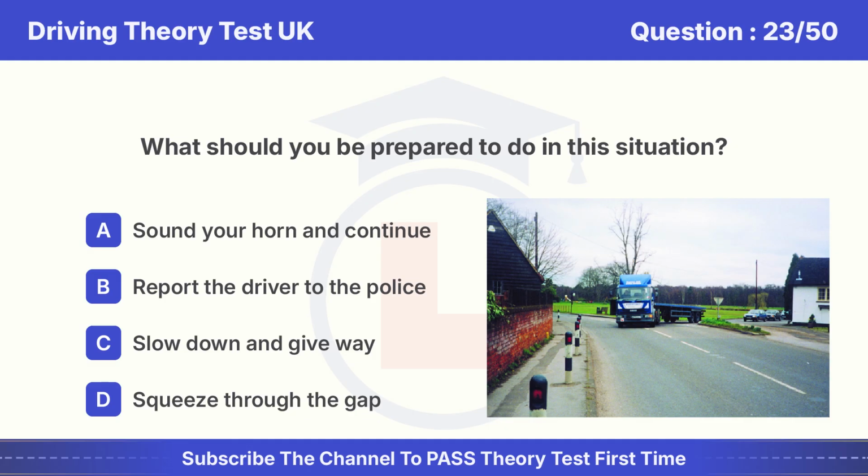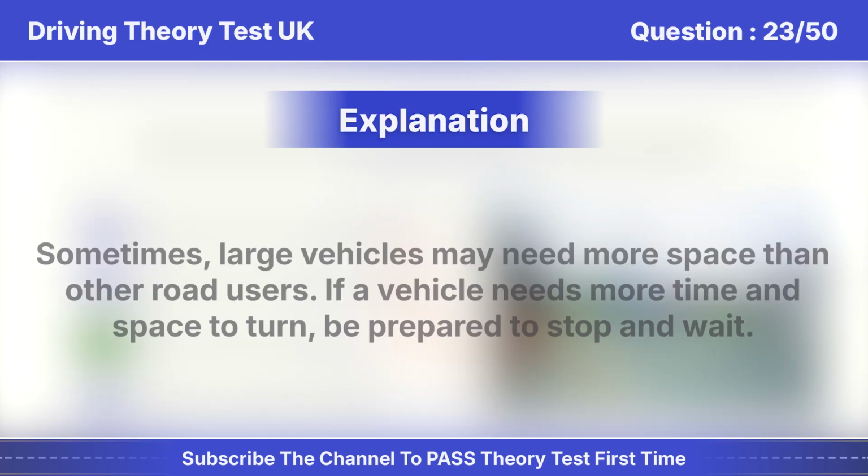Question 23. What should you be prepared to do in this situation? Answer is C. Slow down and give way. Sometimes, large vehicles may need more space than other road users. If a vehicle needs more time and space to turn, be prepared to stop and wait.